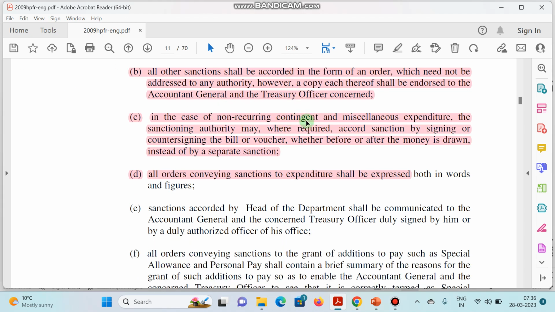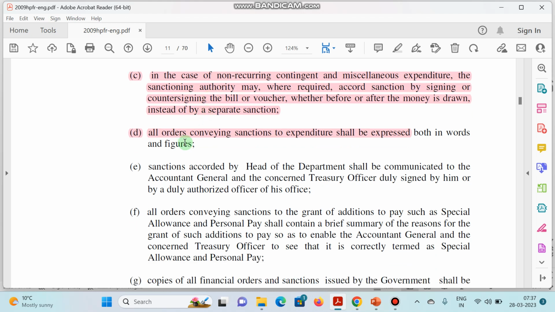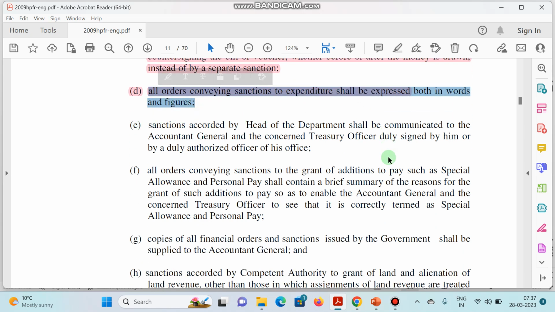In the case of non-recurring contingent and miscellaneous expenditure, the sanctioning authority may, where required, accord sanction by signing or countersigning the bill or voucher, whether before or after the money is drawn, instead of by a separate sanction. तो उसी में कई बार नॉन रिकरिंग के केस में उसी में ही वो बिल और वाउचर में ही सैंक्शन का अकॉर्ड लगा देंगे. All the orders conveying sanction to the expenditure shall be expressed both in words and figures. उसको words and figure दोनों में लिखा जाएगा कितने अमाउंट की सैंक्शन है.